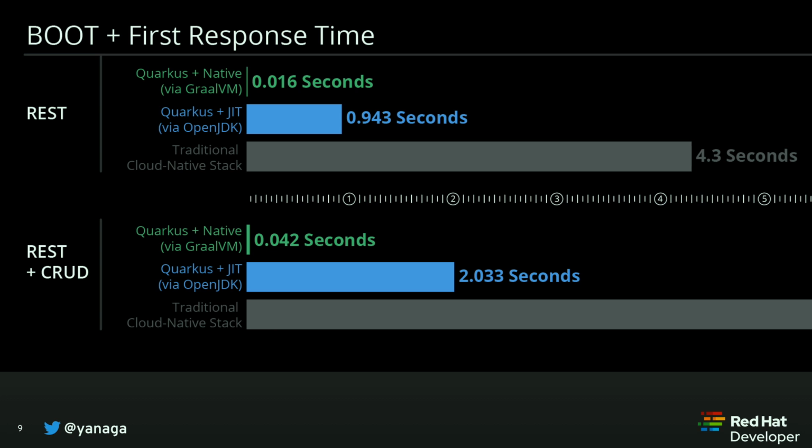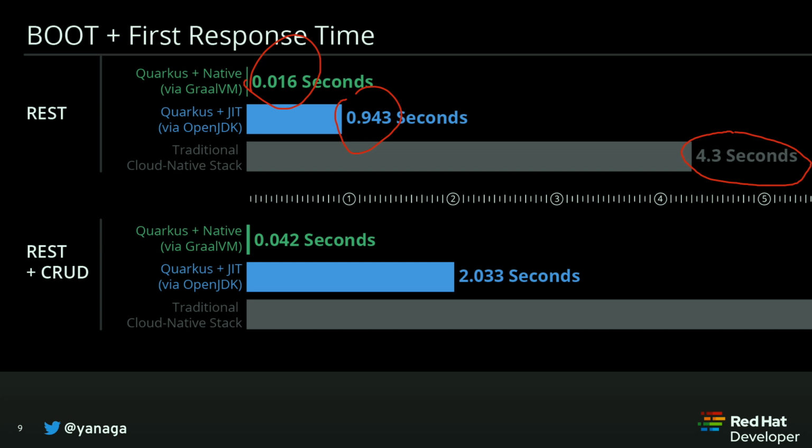So how fast is Quarkus? If you compile Quarkus with GraalVM into a native executable, Quarkus is going to take 16 milliseconds to reply successfully to the first request. If you're using OpenJDK, Quarkus is going to consume 0.9 seconds to reply successfully to the first request, and your traditional cloud native stack is going to take at least 4.3 seconds. And remember, it's not startup time, it's not boot time. We're measuring how much it takes to boot and reply successfully to the first request.